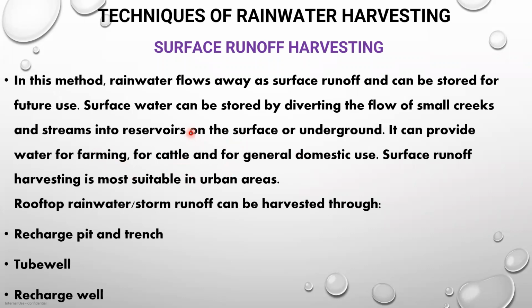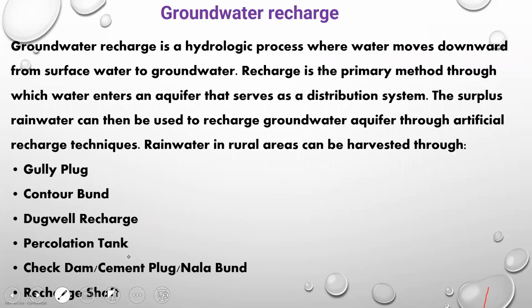That water can readily be used for various activities like urban uses, then field uses like for cattle, for bathing the cattle, then for watering the fields. So for all these purposes, this water can be readily used. Surface runoff harvesting is more suitable in urban areas. Rooftop rainwater or storm water runoff can be harvested through recharge pits and trenches, by construction of tube well and recharge well. Next is what?